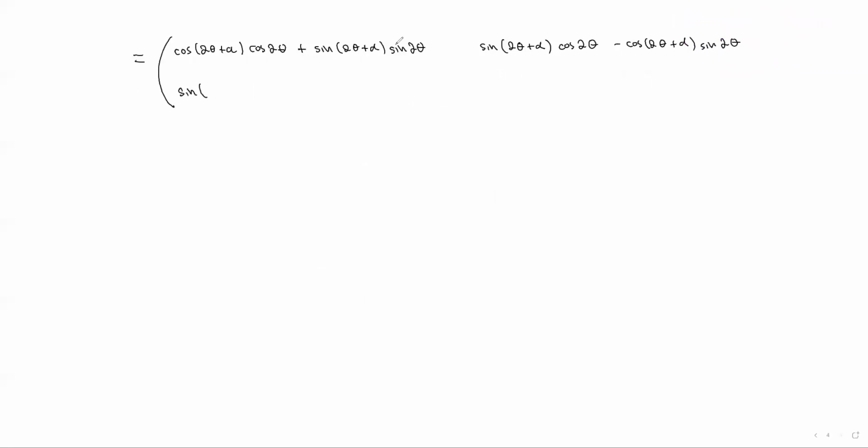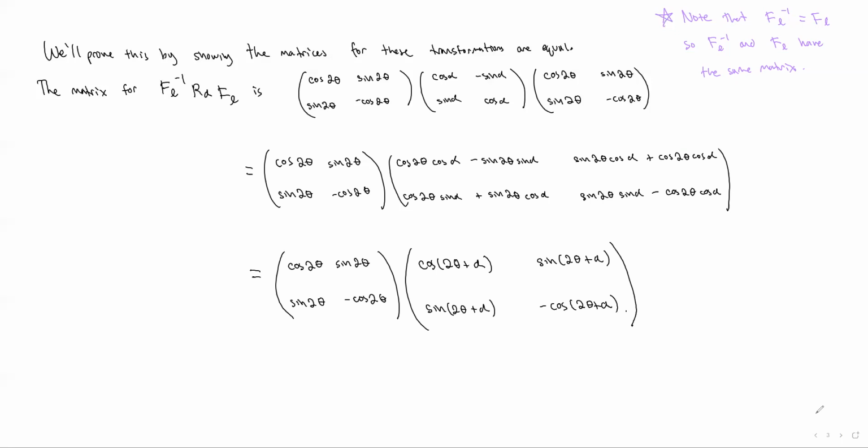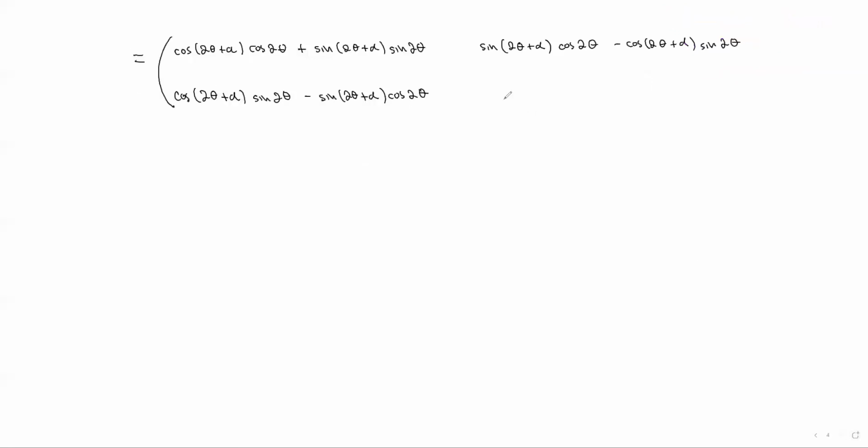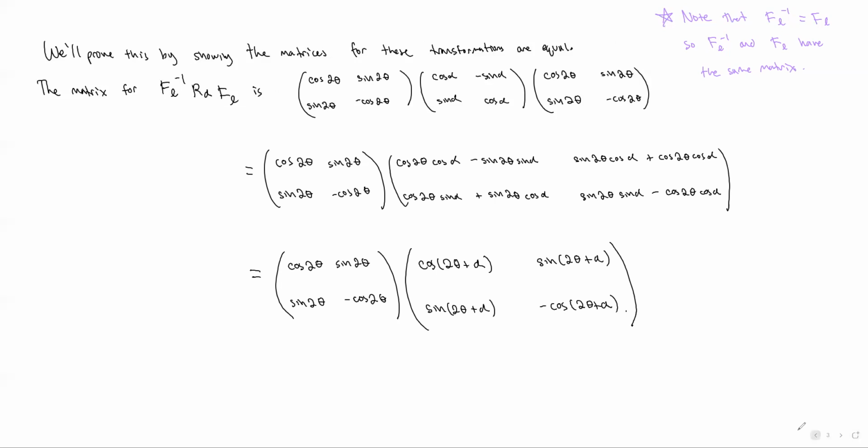So this one will be cos 2θ plus α, sine 2θ minus sine 2θ plus α, cos 2θ. And the last one is cos 2θ plus α, cos 2θ plus sine 2θ plus α, sine 2θ. Right?